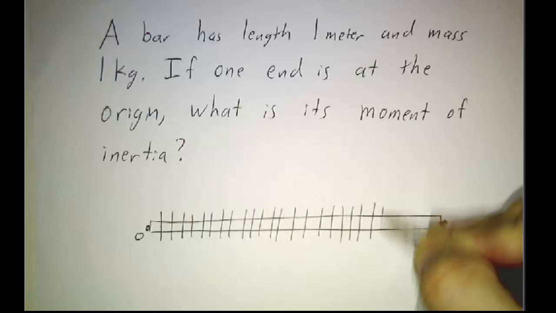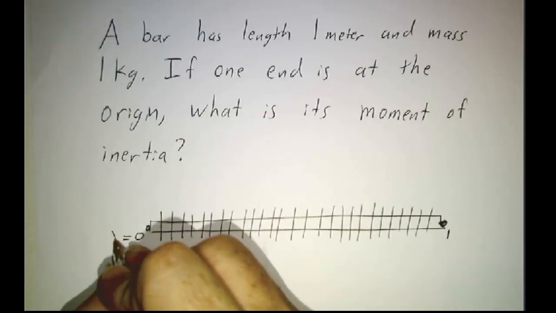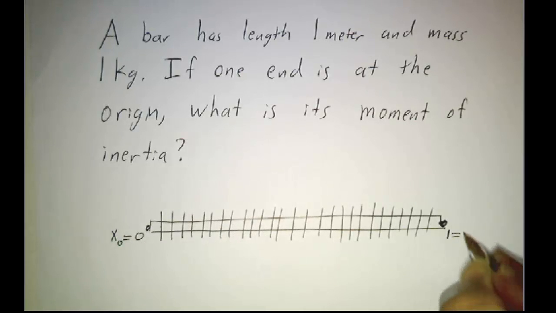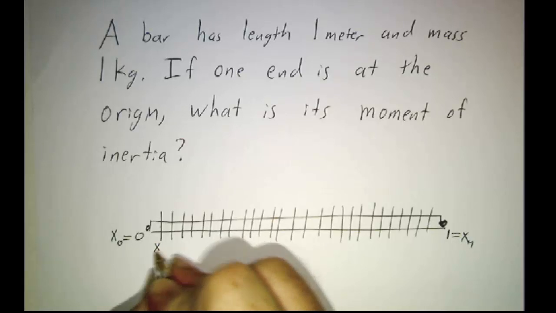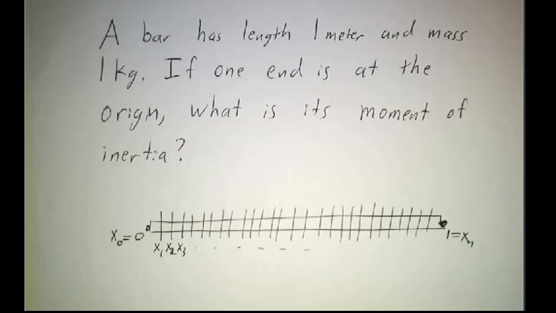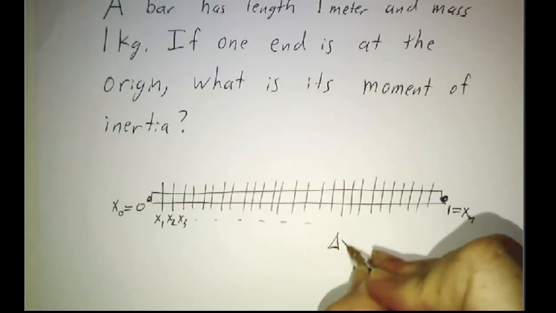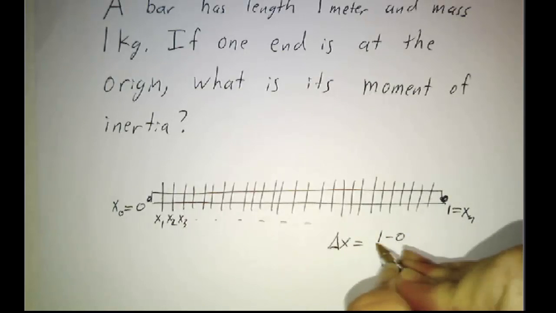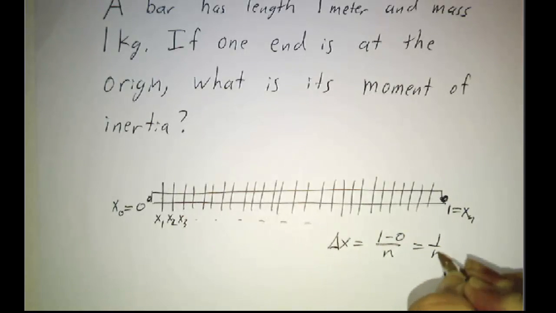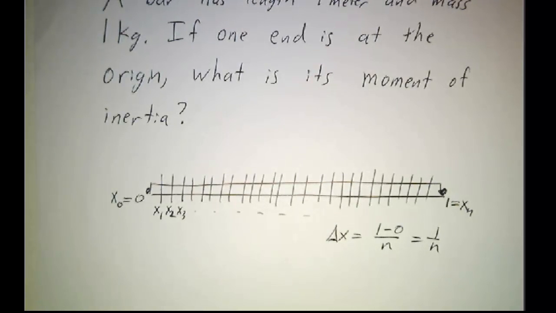and these pieces are supposed to all be the same, but my artistic ability is somewhat lacking. So, as usual, we call this x0, 1 is xn, and we cut at points x1, x2, x3, and so on. Each piece has thickness delta x, which is 1 minus 0 over n, so that's 1 over n. And we have to figure out what is the moment of inertia of each piece.